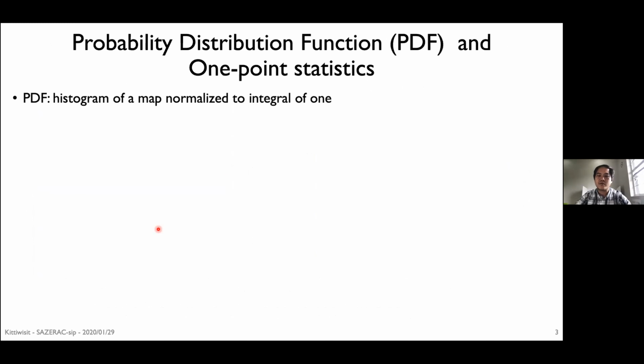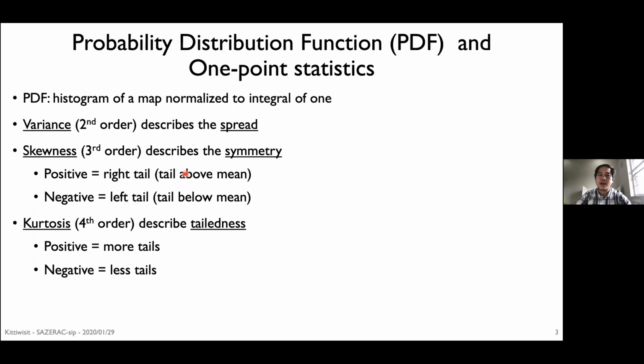The PDF is, simply speaking, from an observational perspective, just a histogram of the intensity fluctuation map normalized to an integral of 1. Then one-point statistic is a collective term that appears in the literature often, but you are probably familiar with it. You have probably heard of the variance, skewness and perhaps kurtosis before. These are what we call one-point statistics. In principle, they are shape parameters of the PDF, where the variance describes the spread, skewness describes the symmetry, and kurtosis describes the tailedness.